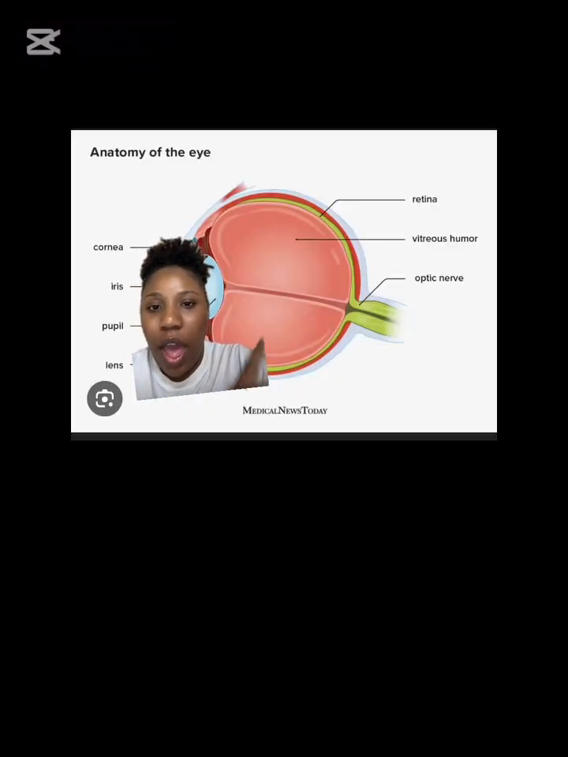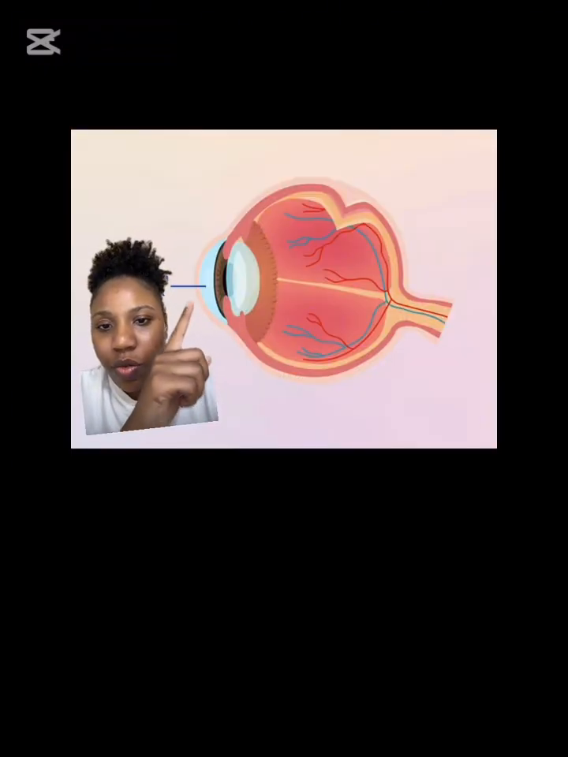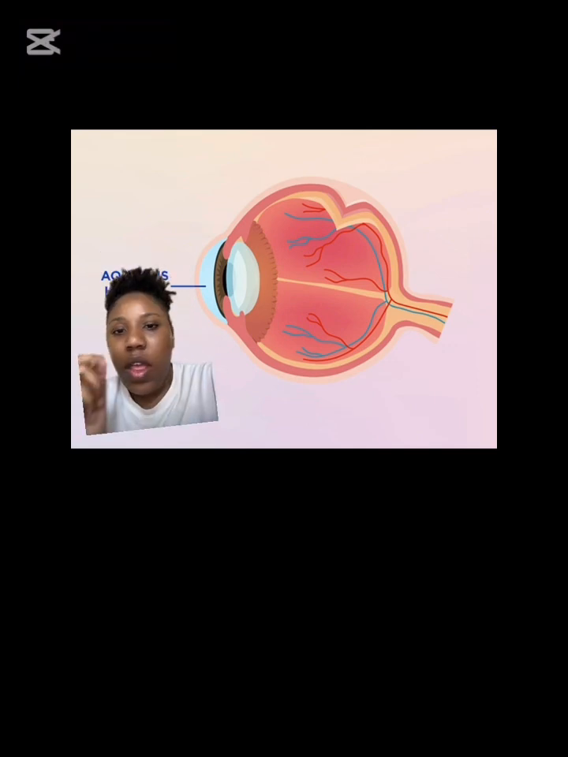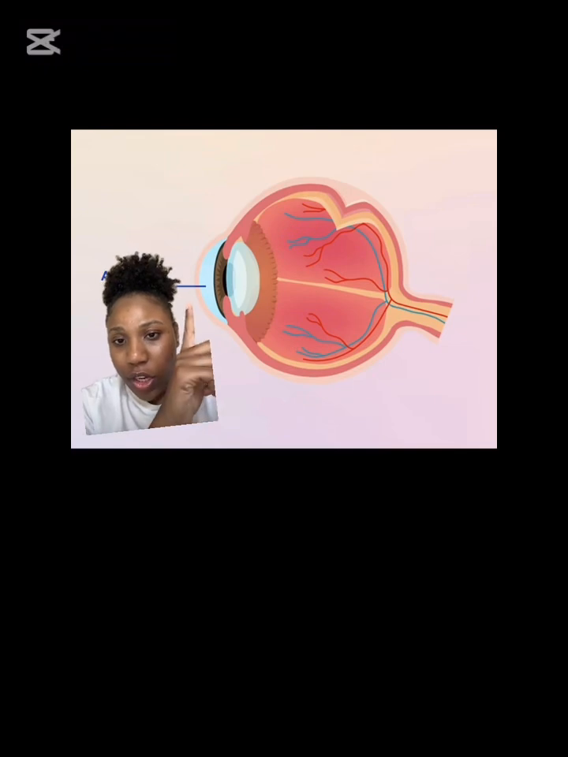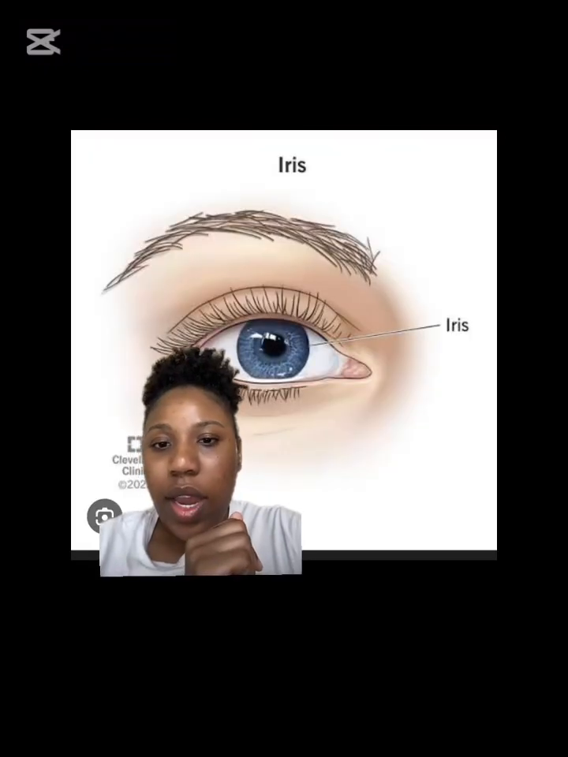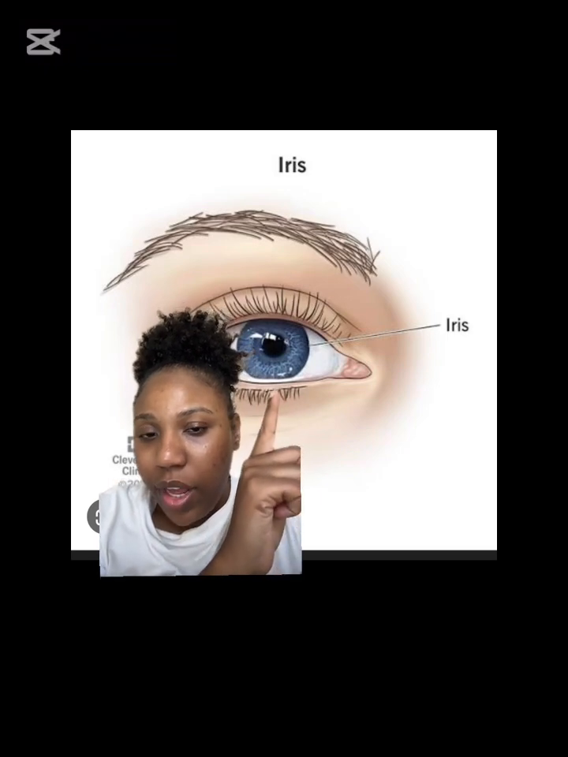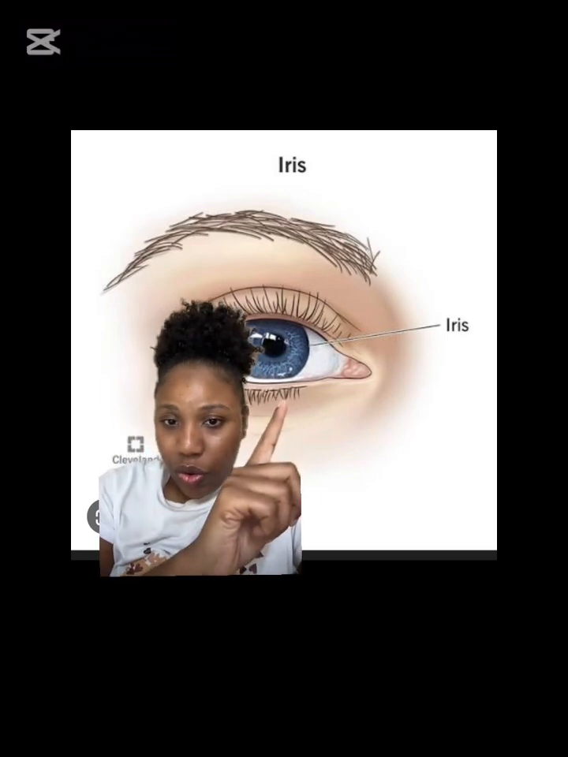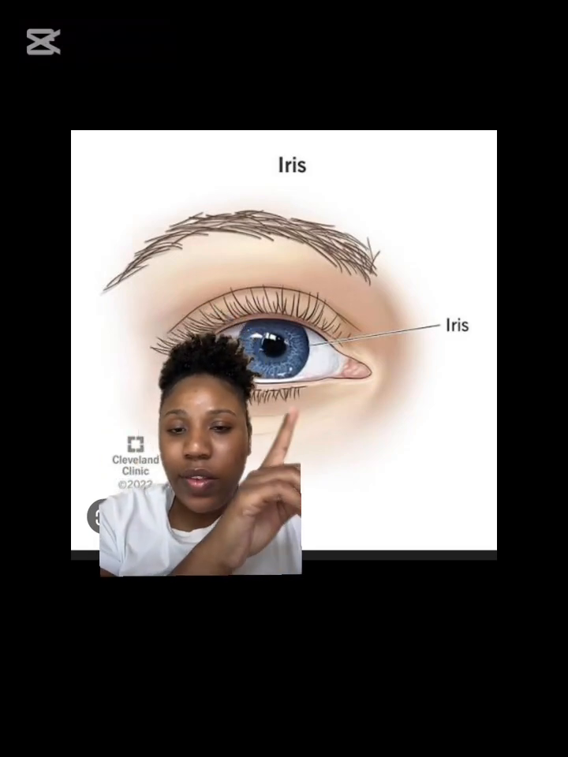Now we have the vitreous humor. It is the gel that fills in the eye. And then we have the aqueous humor right here. This is the fluid in the front chamber. All right, lastly, we have the iris right here. This controls the size of the pupil, which regulates light entry.